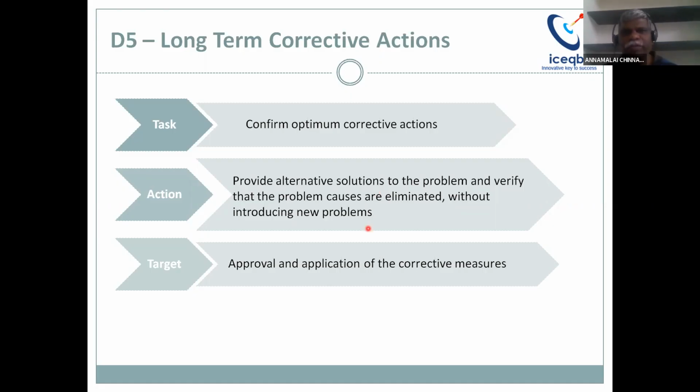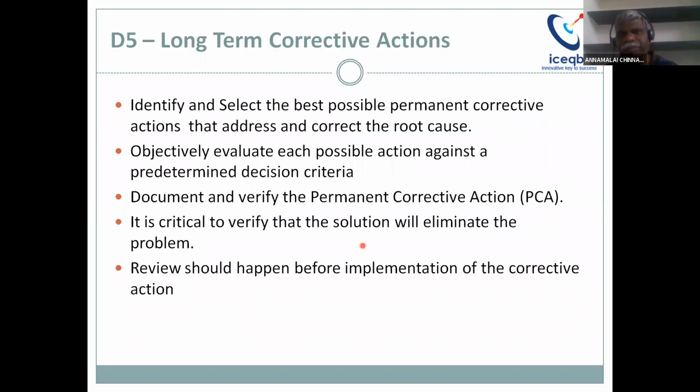The final output of this particular process will be the approval and application of the corrective measures. So what are the actions that should be taken? That will be the output from this particular step. Okay, so identify and select the best possible permanent corrective actions that will address and correct the root cause. Whenever you are designing a particular action, you should also ensure that by implementing this action, you are not ending up with new problems. Some other problems should not happen, right? So you have to ensure that by implementing this solution, no new problems are being created.